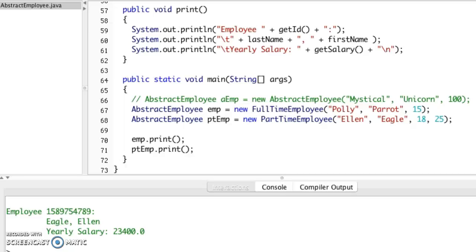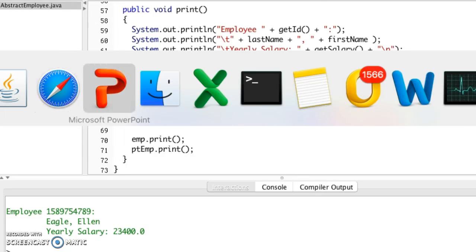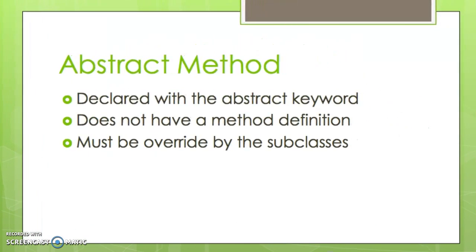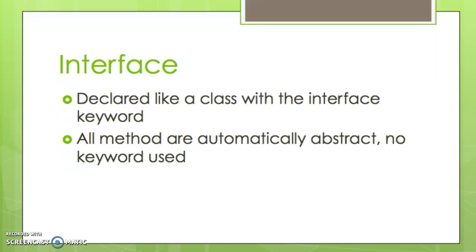Okay, so now let's talk about interfaces. Now, interfaces are taking abstract classes to the extreme. If you declare something as an interface, if you declare a class as an interface, all of the methods are going to be abstract. You won't see the abstract keyword used because just by making the class an interface, all of the methods within it are abstract.